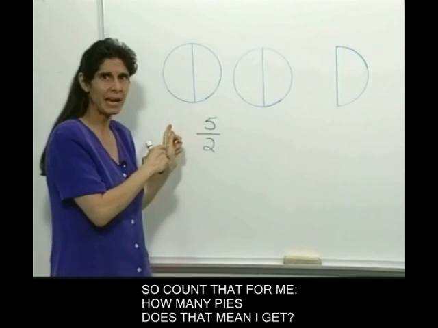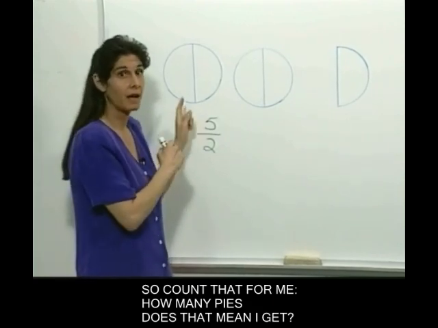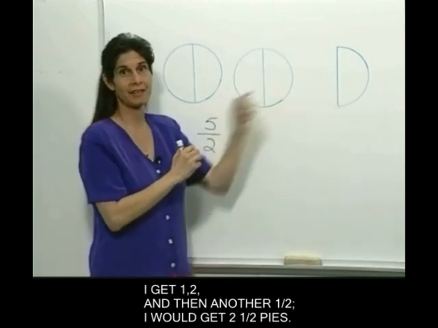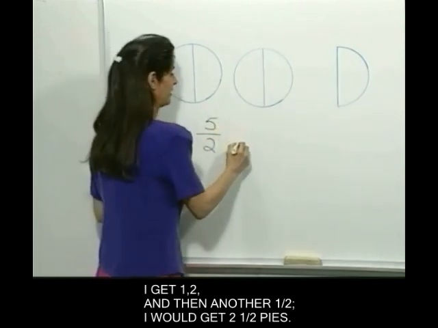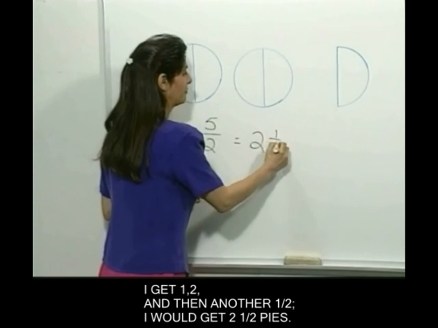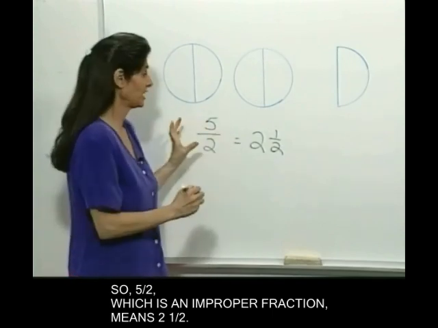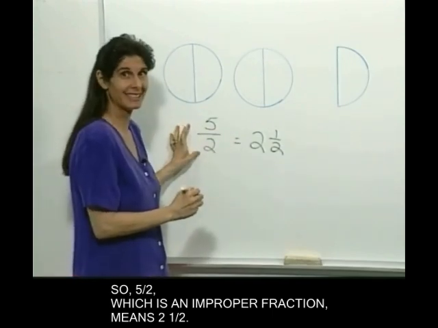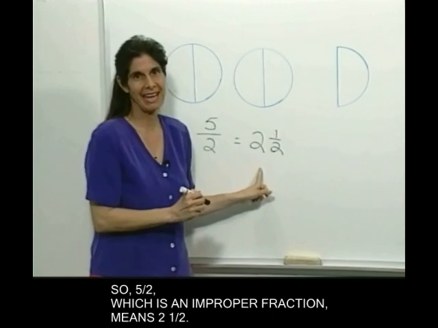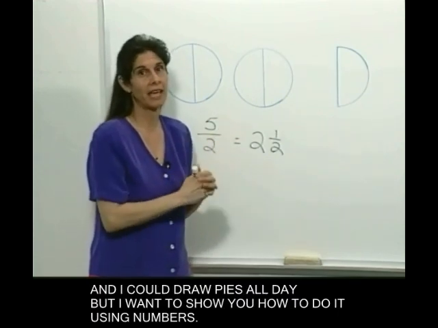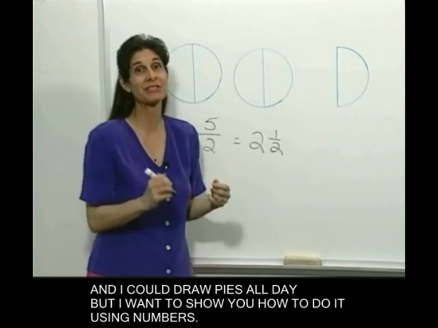So count up for me. How many pies does that mean I get? I get 1, 2, and then another half, huh? I would get 2½ pies. So 5 halves, which is an improper fraction, means 2½. And I could draw pies all day, but I want to show you how to do it using numbers.